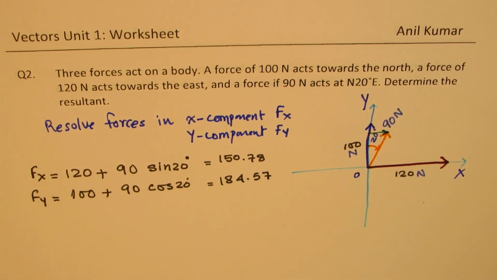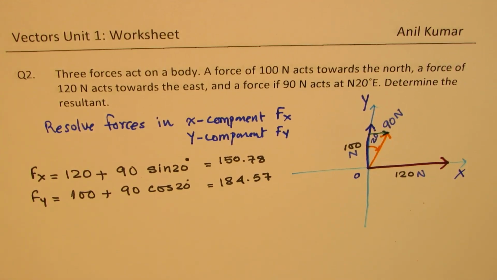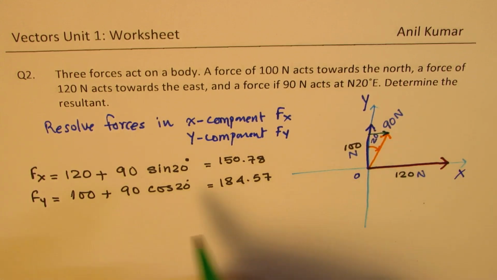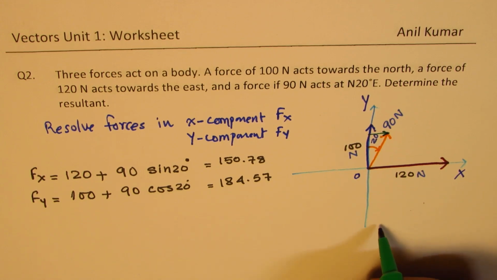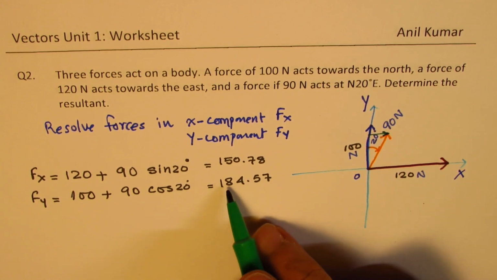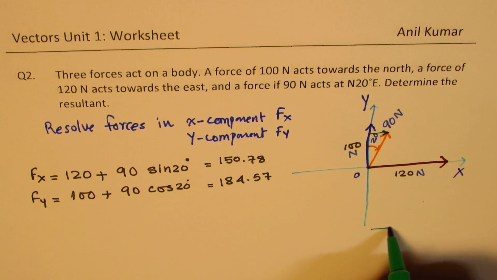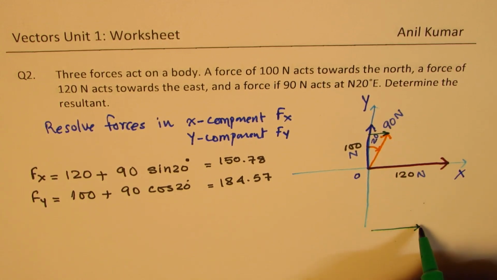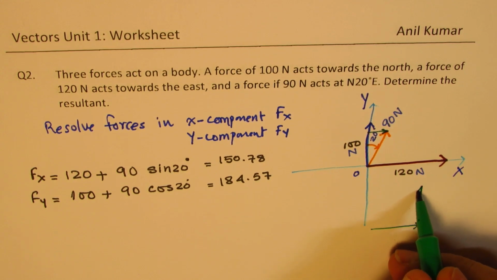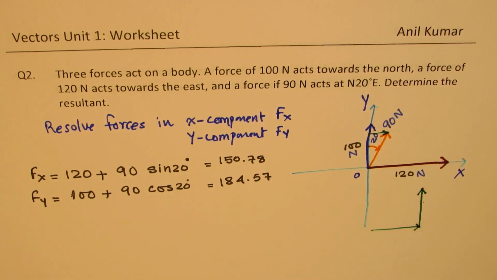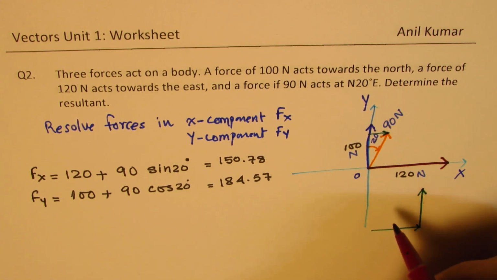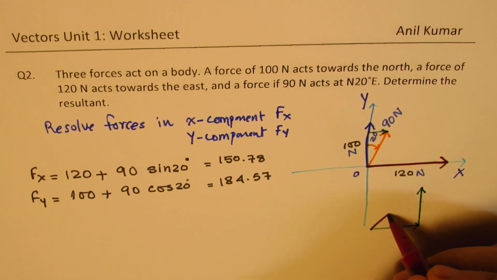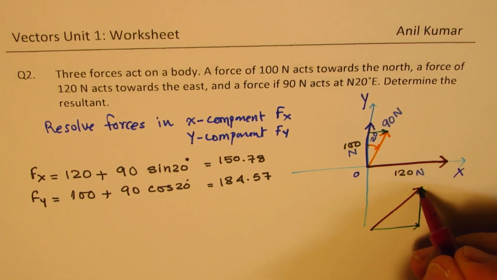So these are your forces, x and y components, right? So the net force which we have got is kind of like this. We have a force with an x component of 150, and a y component of 184, slightly longer. So the effect of this is the resultant force, which will be in this dash. Is that clear to you?